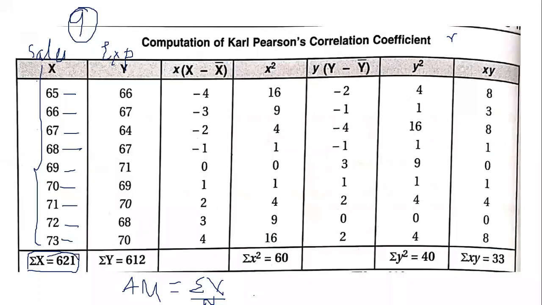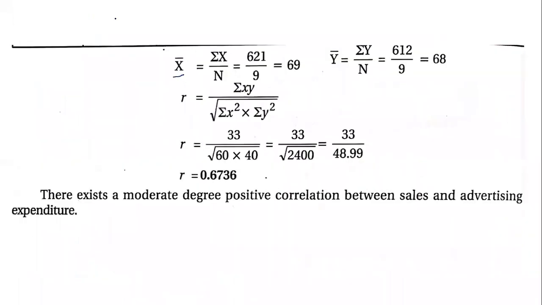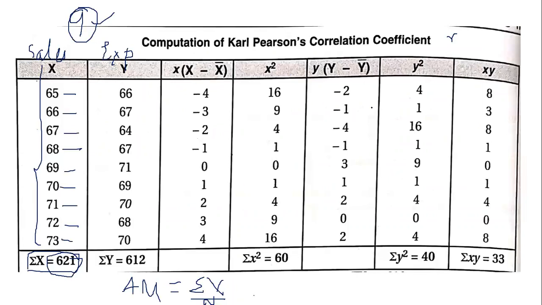So sigma x, what is the total that we got? We got 621, and the total number of data that we have is 9. So 621 divided by 9. If you divide these two, you get 69 as the arithmetic mean. So what is x bar that we got? 69 is the arithmetic mean. Okay, clear until this x bar? Everybody understood until here?